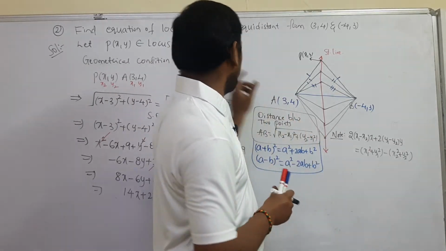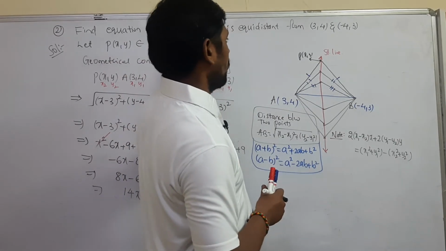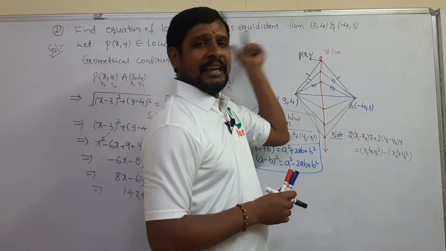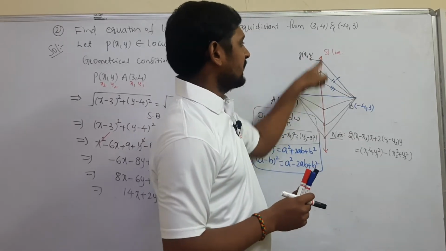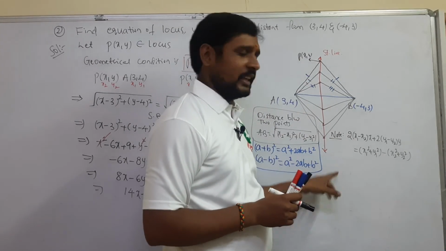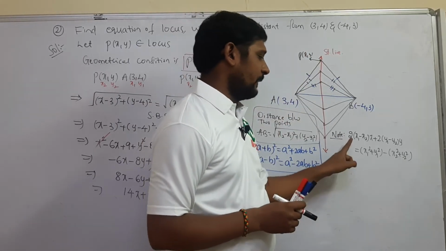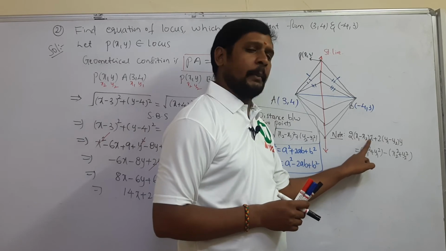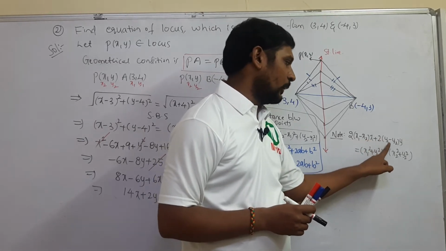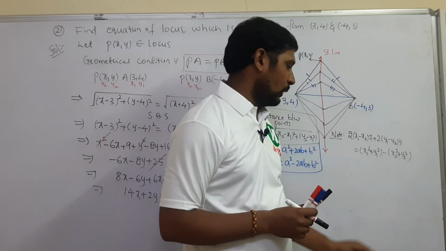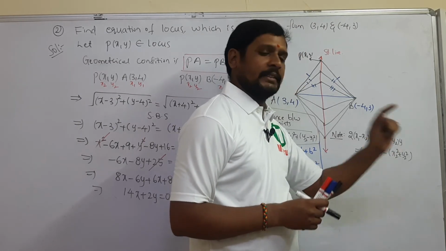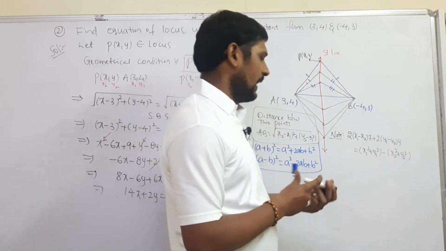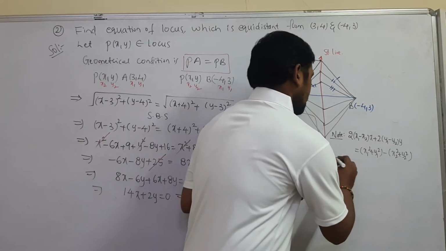If we need to find the equation of the locus which is equidistant from 2 given points, then that is a straight line. Already we have discussed here. What is that equation of the straight line? 2 into (x1 minus x2) into x plus 2 into (y1 minus y2) into y equals x1 square plus y1 square minus (x2 square plus y2 square). Let us simplify and check the same answer, right?